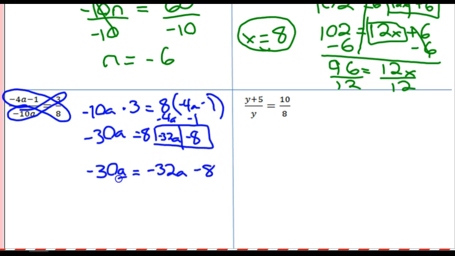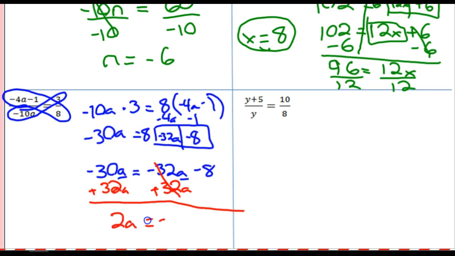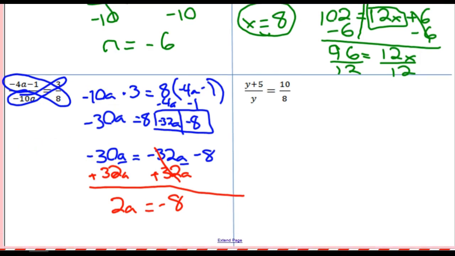So now I have a variable here and a variable here. That can't happen. We got to move one of them over. So I'm going to move this 32 over, and I'm going to add because it's the opposite of minus. So those will cancel out. Negative 30a plus 32a is 2a equals negative 8. Finally divide by 2, and a equals a negative 4.